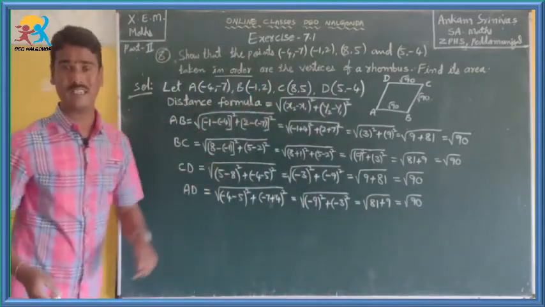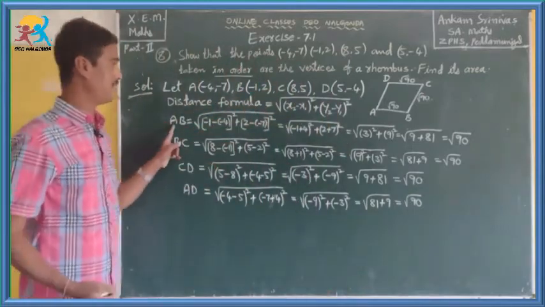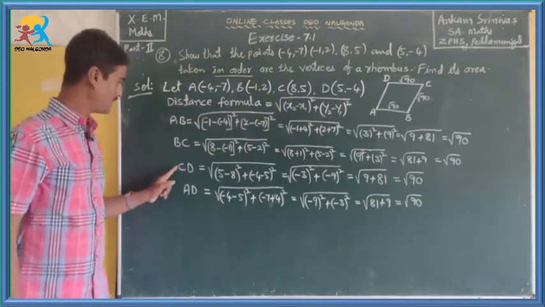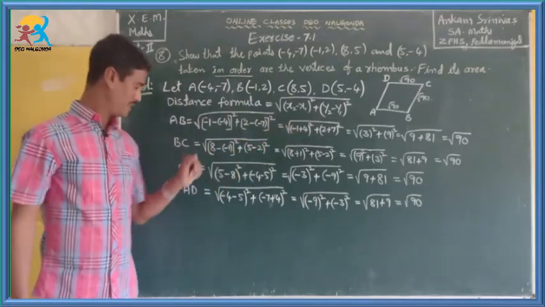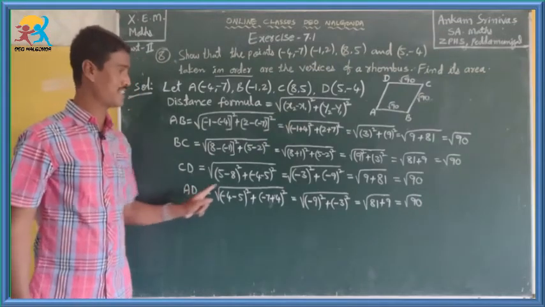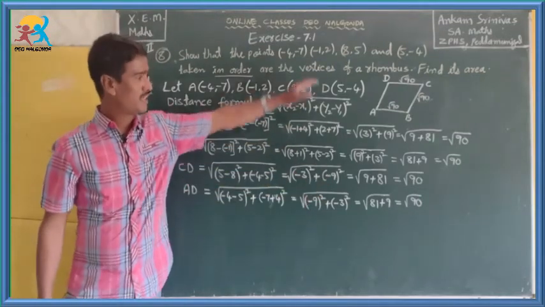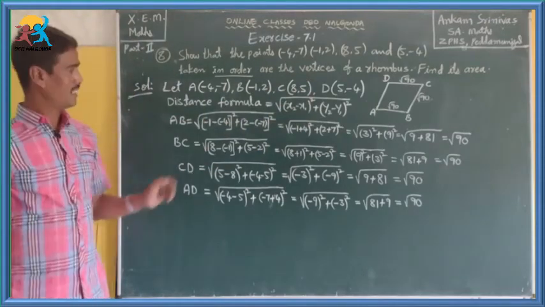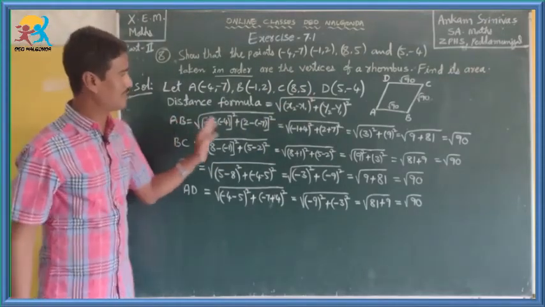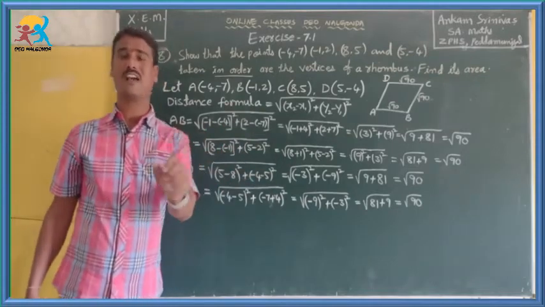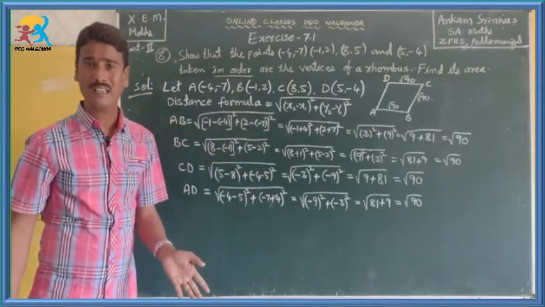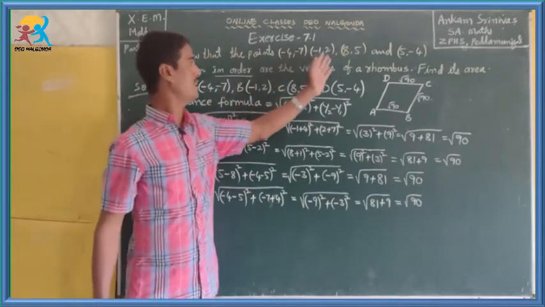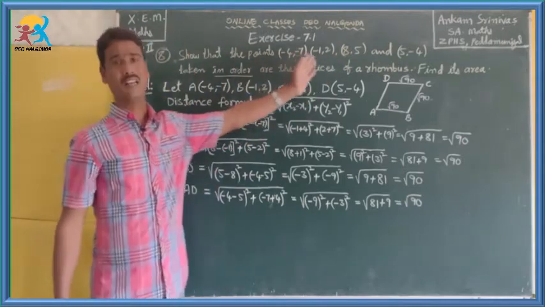What do you observe here? Length of AB is square root of 90, length of BC is square root of 90, length of CD is square root of 90, and length of AD is square root of 90. We got the lengths of all sides equal. So if the lengths of all sides of a quadrilateral are equal, it becomes a rhombus. So the given vertices form a rhombus.